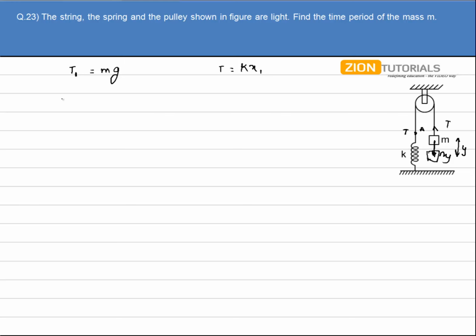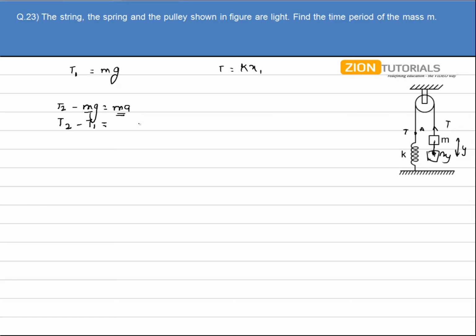Then at that moment I can write T2 minus mg is equal to mass into acceleration. That is, if I bring the block by a distance y downward, then a spring force will act upward, and the tension will increase. This new tension, let it be T2. So T2 minus mg will be my new acceleration towards upward. Now this mg can be written as T1.